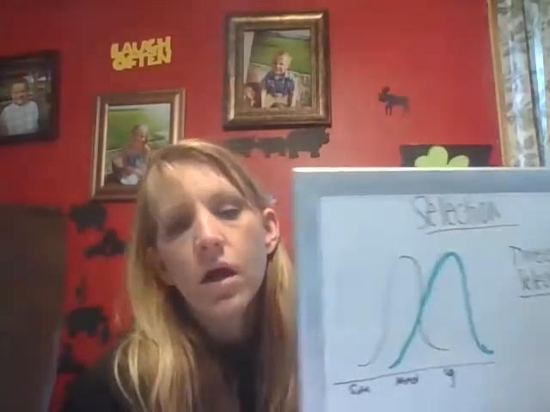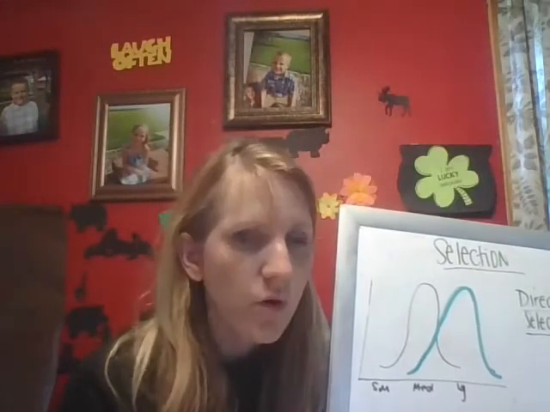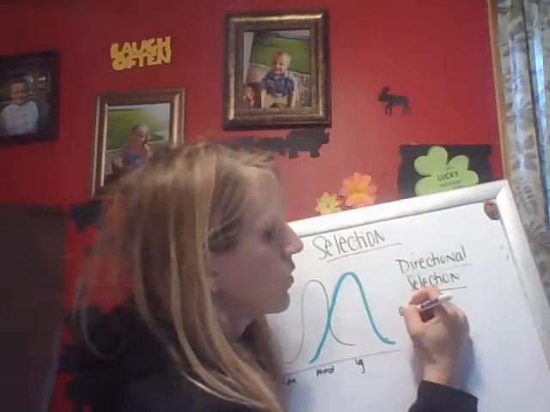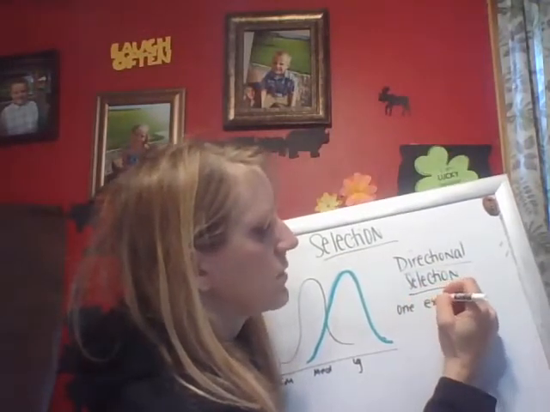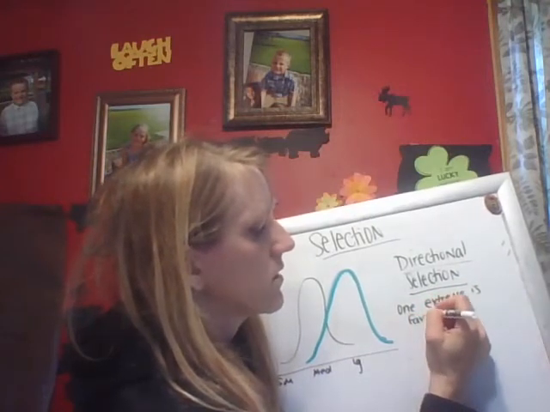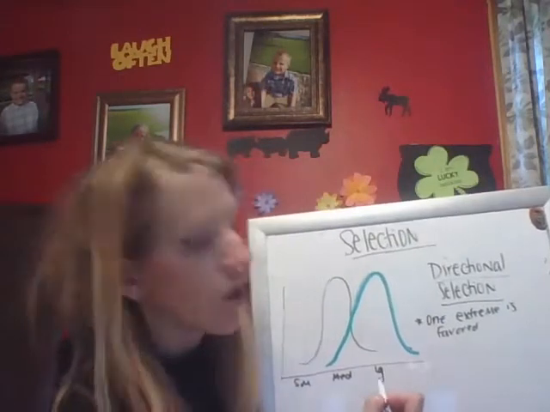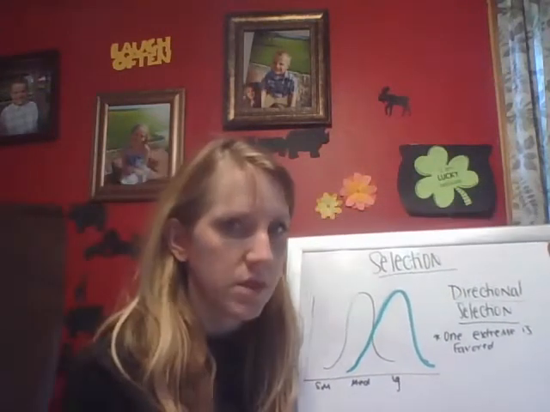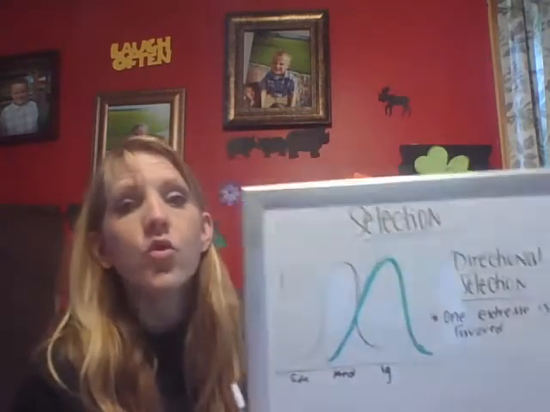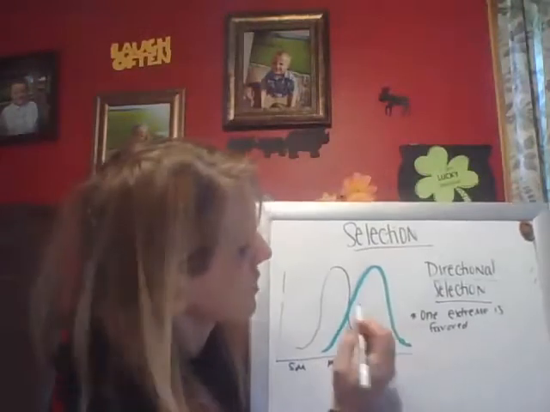And then directional selection, what happens is the environment selects for one extreme. So one extreme is favored. What do I mean by extreme? The large would be the extreme or the small would be the extreme because that's on one side or the other. And then the whole graph changes direction. Get it? So directional selection.